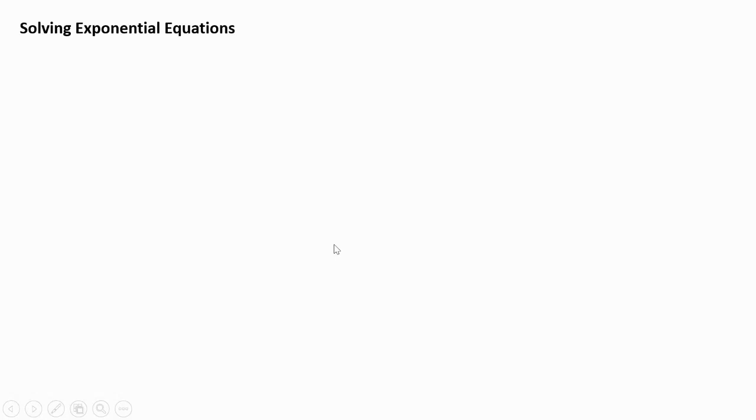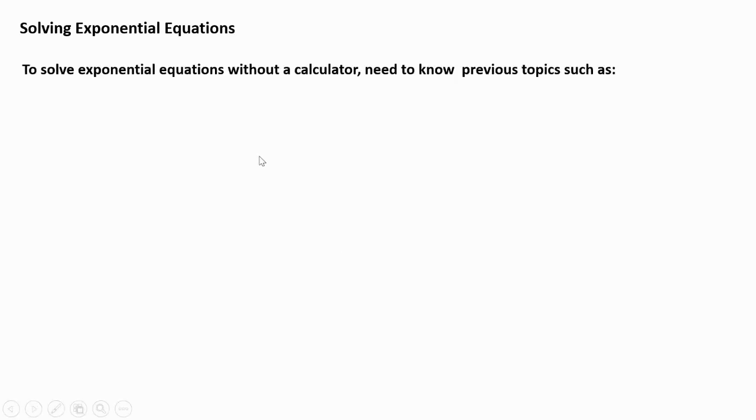Okay, now here is the main concept for today, or one of the main concepts. We're going to be solving exponential equations. Before we begin doing some examples, there are certain things that you got to know. To solve exponential equations without a calculator, you need to know previous topics such as perfect squares. 2 squared is 4, 3 squared is 9, 4 squared is 16. You have to know as many of these as you can, at least all the way to 10.